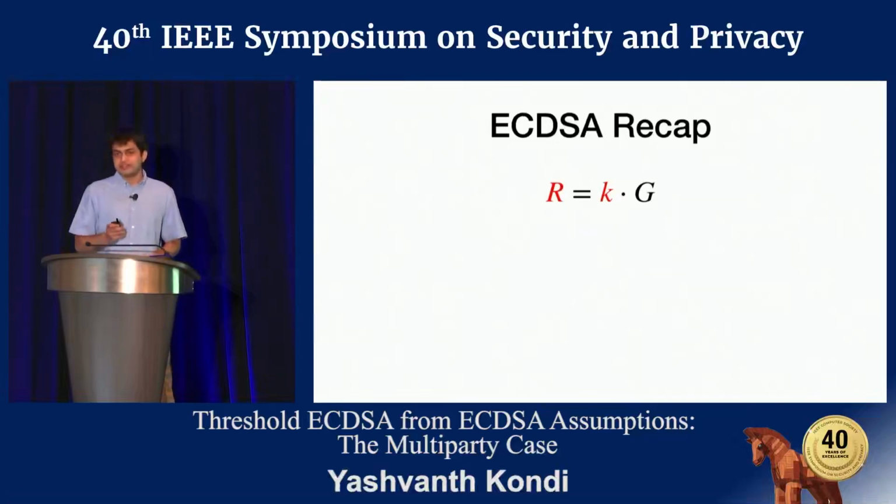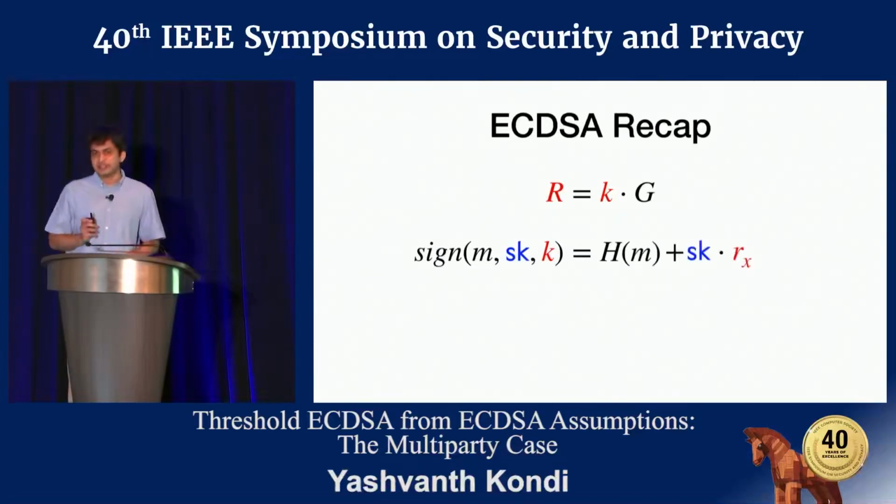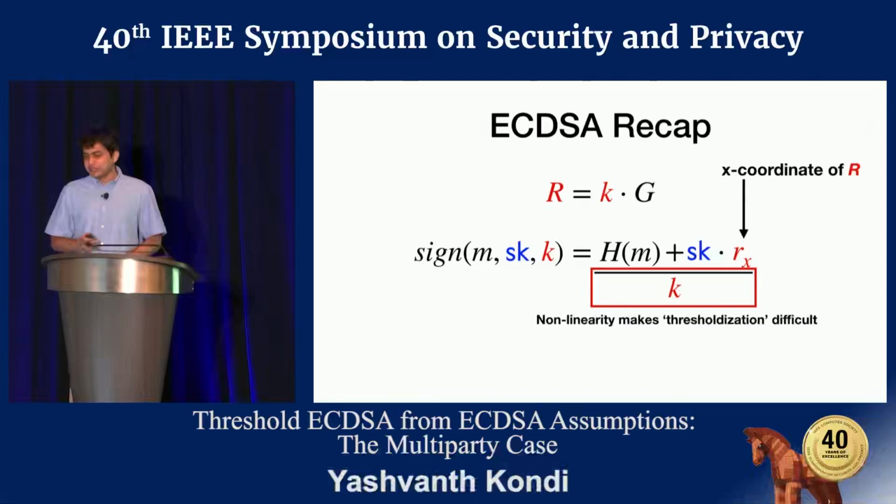And so a quick recap of how ECDSA signing works. The nonce is the instance key in the exponent. And signing a message involves hashing it first and adding to it the secret key times Rx, which is the x coordinate of the signing nonce. And then finally, division by K, the instance key. And unfortunately, this division step is nonlinear, and this nonlinearity makes adopting ECDSA in the threshold setting somewhat difficult.